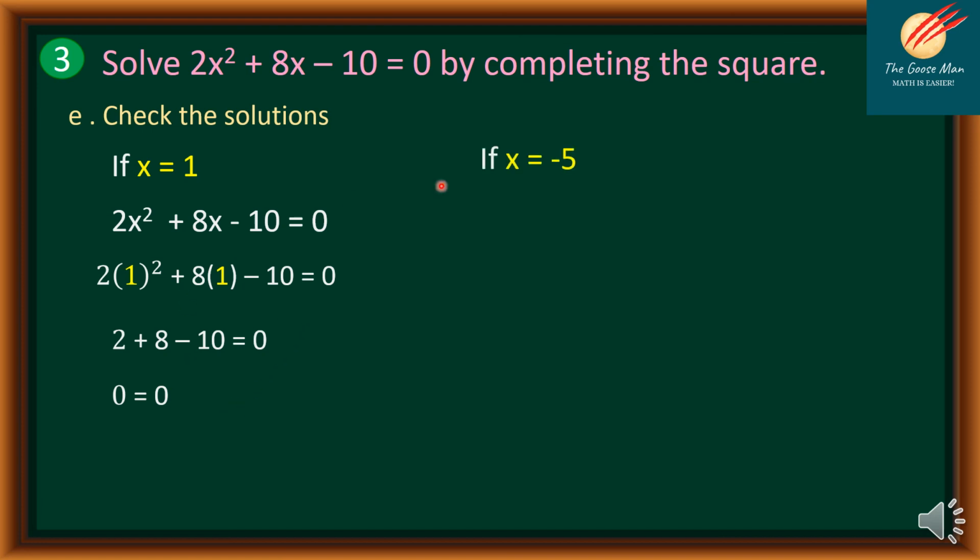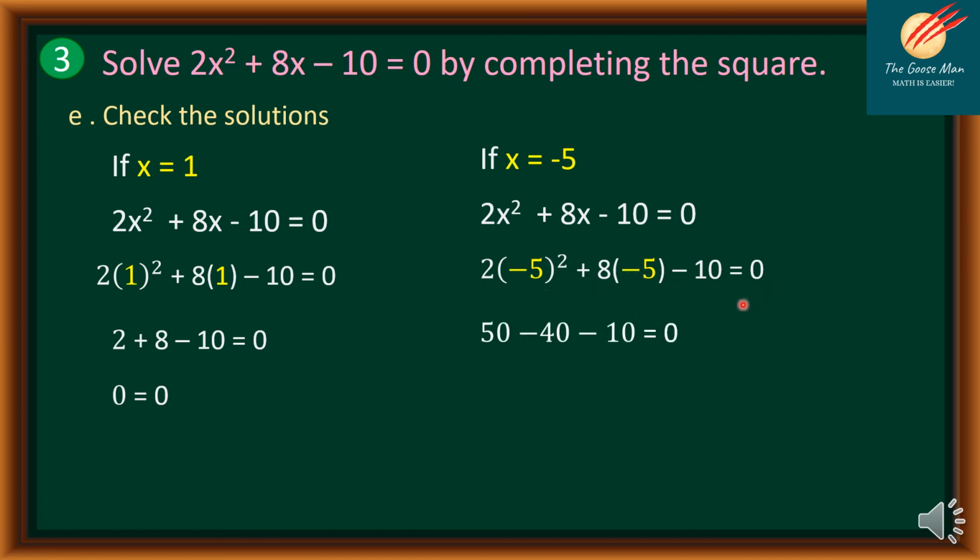On the other hand, if x is equal to negative 5, substitute that to the original equation. So I have 2 times negative 5 squared plus 8 times negative 5 minus 10. But take note that negative 5 times negative 5 is 25, times 2 is equal to 50. Positive 8 times negative 5 is equal to negative 40 minus 10. So 50 minus 40 equals 10, minus 10 equals 0. So 0 equals 0. So therefore, x is equal to 1, or x is equal to negative 5.